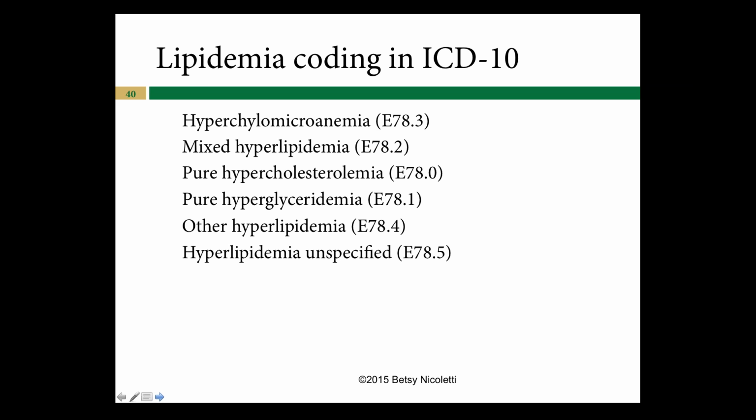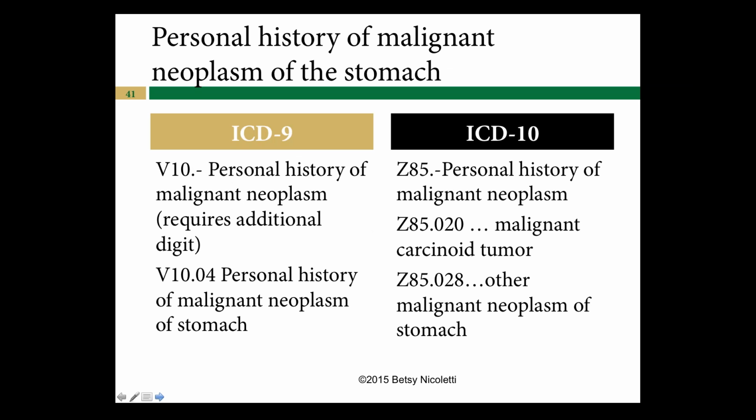Now, how about personal history of? I mentioned earlier in the session that if a patient no longer has evidence of the disease and isn't receiving any treatment, that we don't assign a cancer diagnosis to them anymore. If they had colon cancer, it was resected, radiated, and destroyed 10 years ago, we don't continue to assign colon cancer to them as a diagnosis. We say personal history of.